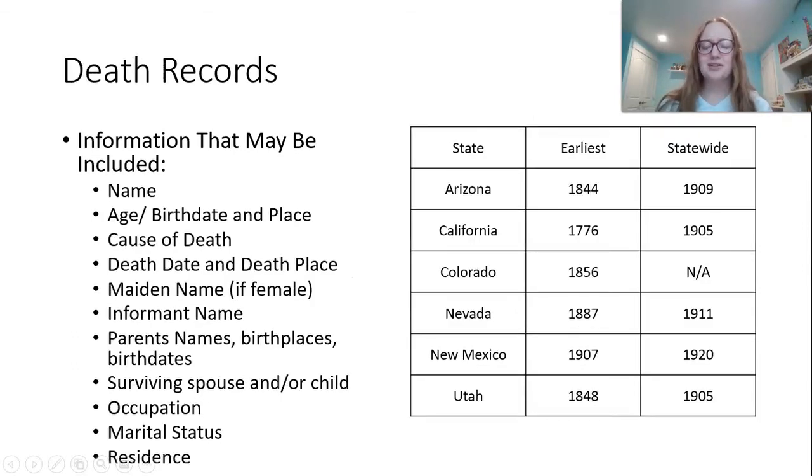Next up is death records. Things you might find in a death record: name, age, birth date, birthplace, the cause of death, the death date and death place, the maiden name, if you're dealing with a female, and the informant's name, so who gave the information. This is usually a close family member, so a kid or a spouse, a parent. This can give you an idea of how reliable the information is based on how much the informant probably knows. Also the parents' names, birthplaces, and birth dates, a surviving spouse and or child, occupations, again, marital status, were they married, were they not, how many times, etc. And then residence, where were they living before they died, where did they die, etc.